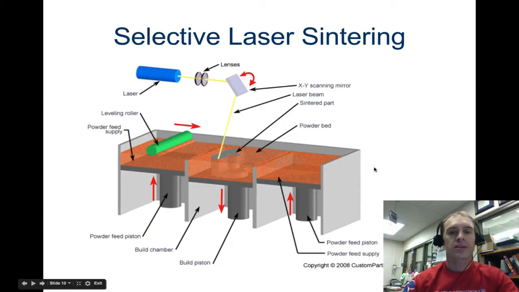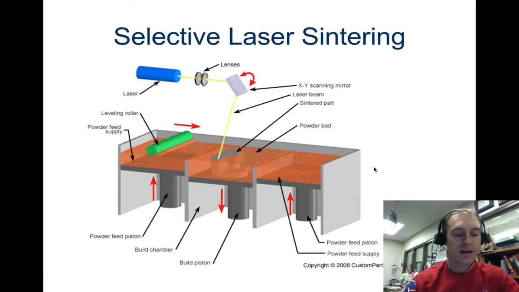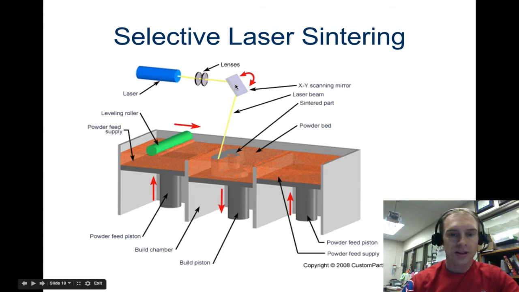Then we move to selective laser sintering. So this is a CO2 laser that traces the shapes of individual slices across a layer of heat fusible powder. So we're using a laser and it's going over powder this time instead of a liquid polymer. So that's selective laser sintering. Make sure you note how that works. Again, a laser over a powder.